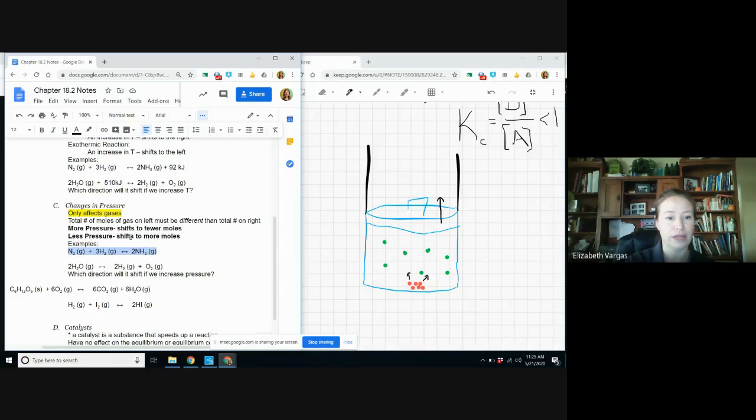So which way will they shift if I increase the pressure here? They shift to the right. The right side of this equation takes up half as much room as the left side.